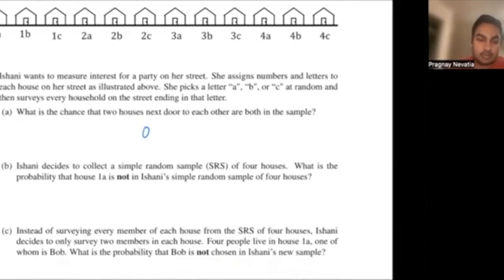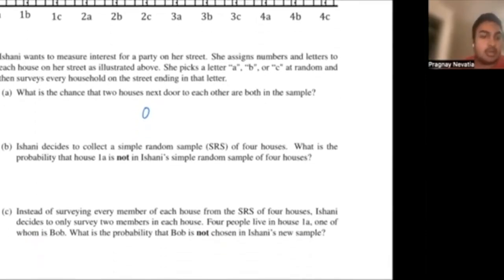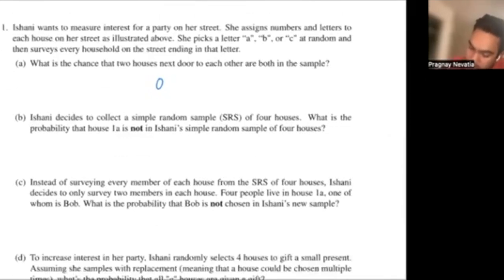Okay, so let's go to part B. So in part B, Ishani decides to collect a simple random sample, and this time we are working with 4 houses. And in a simple random sample, since you do not replace, you need to do all the 4 rounds of selection, one by one. So let's get started with the first round. So probability of 1A not surveyed.